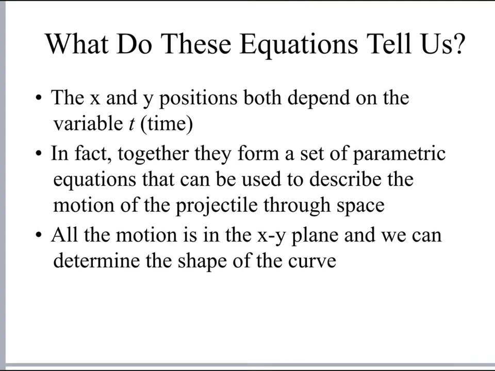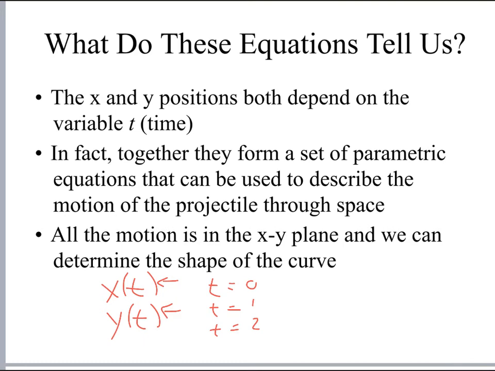So the x and y positions both depend on the time, the variable t, and so that means that together they form what's called a set of parametric equations. So I have my x position as a function of time and my y position as a function of time. And so I can say, okay, let's look at t equals 0, t equals 1, t equals 2. And as I increase t, these guys are both changing. And so they depend on the parameter t. That's why they're called parametric equations.